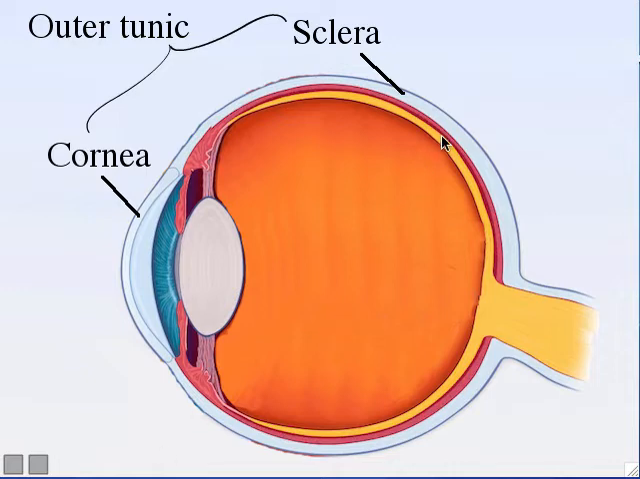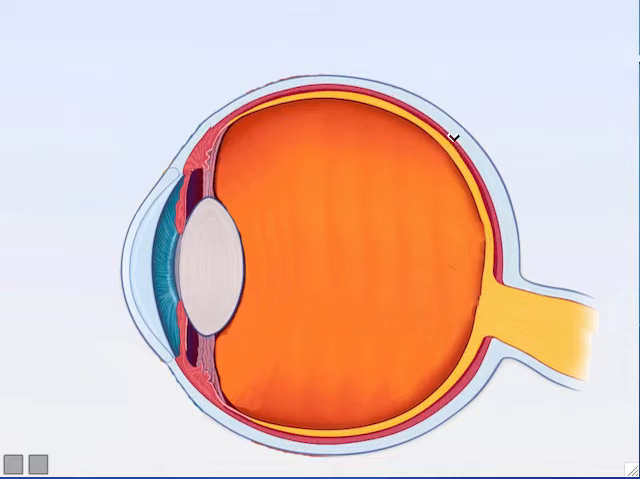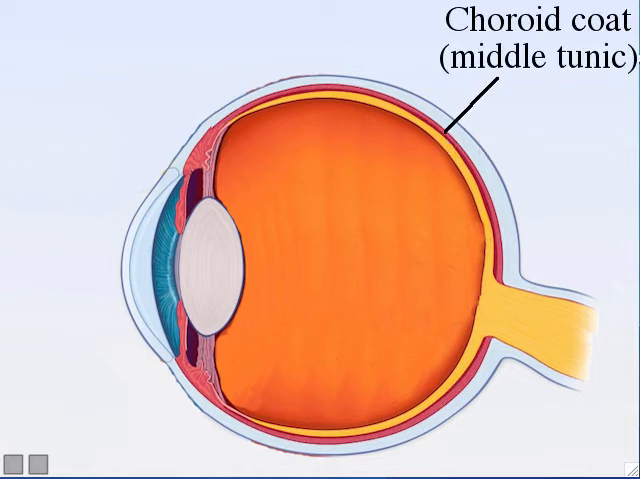The next tunic, this middle one right here that's colored red, is called the choroid coat. The choroid coat is the middle tunic, and it's blood vessels. All organs in your body need a blood supply, and the blood vessels of your eyes are there inside that middle tunic, and we call that tunic the choroid coat.